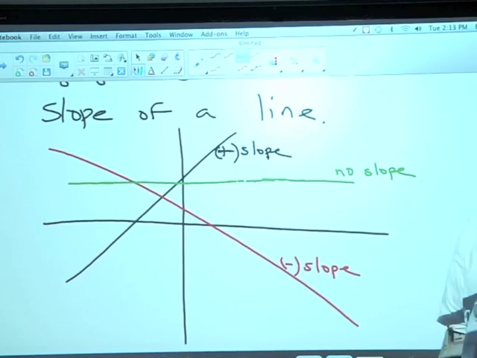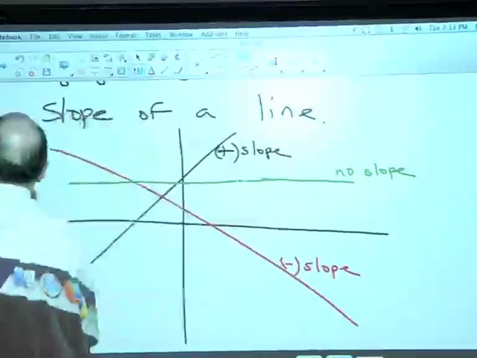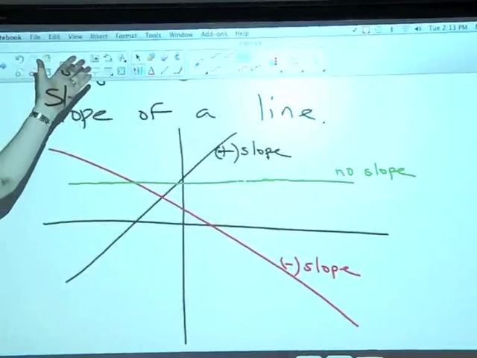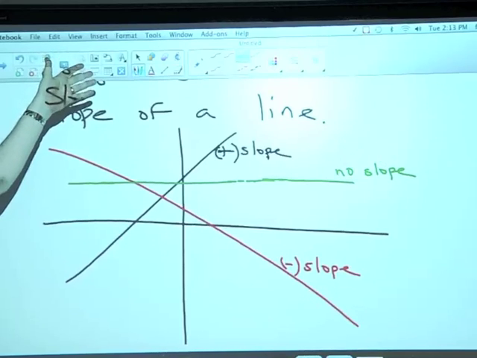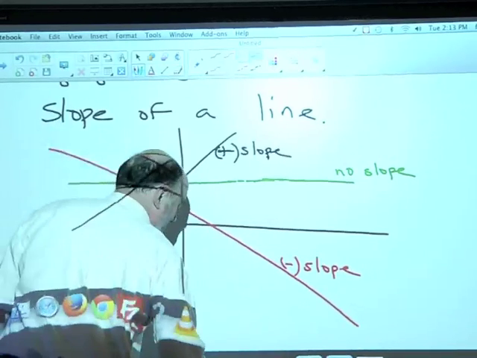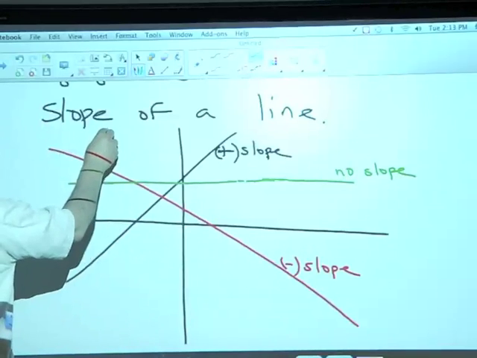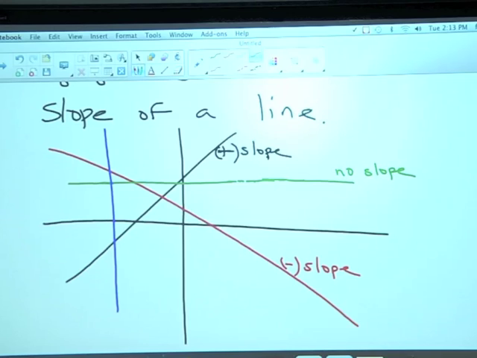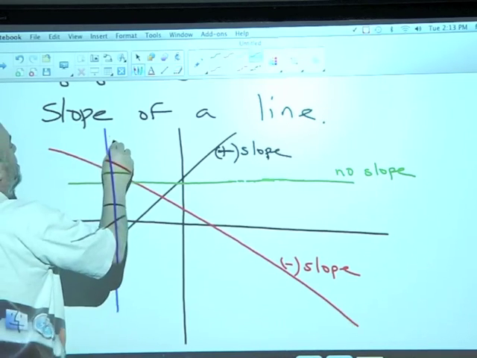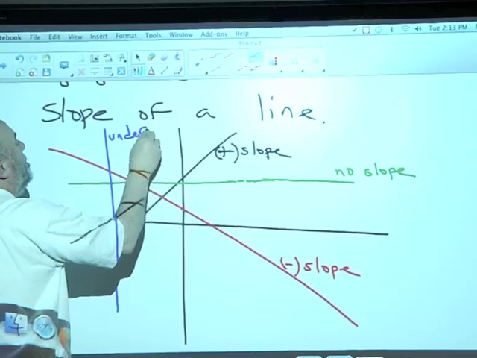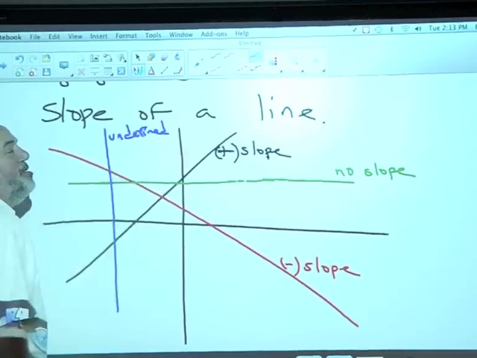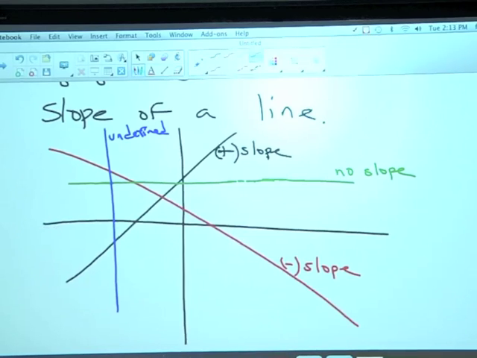Okay. And then the last one, which is what that one we just did before, right before I did this. The last kind of slope then is given a line that looks like that. This one is undefined or infinite slope. Okay. So in terms of a line, it can have any one of those four possibilities. Positive, negative, no slope, undefined, infinite slope. There.